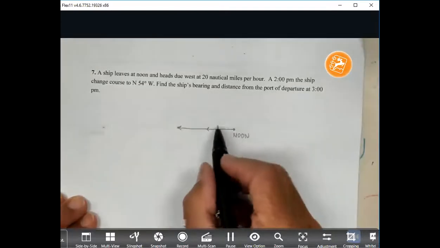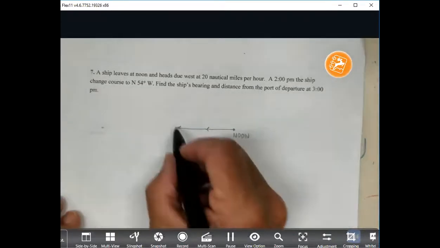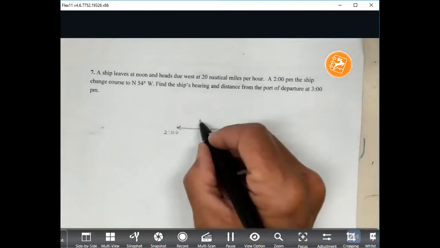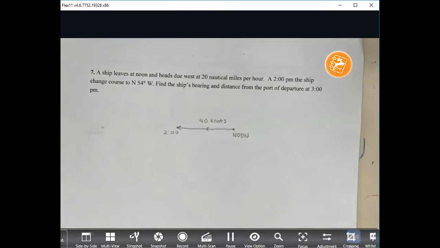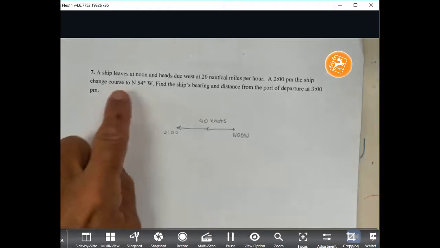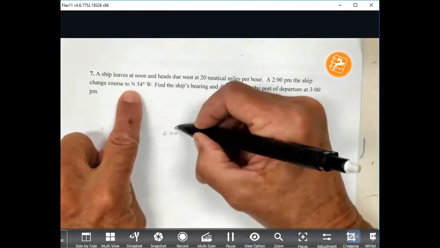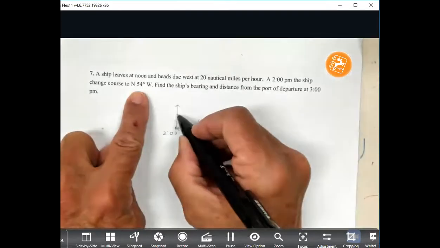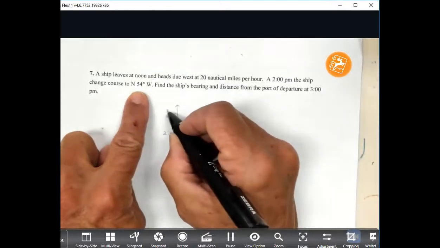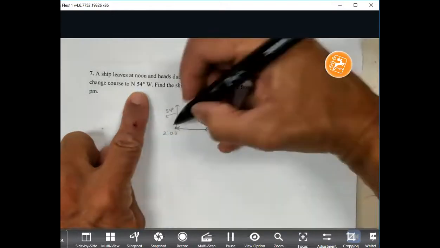That's the other hour. At 20 nautical miles per hour, at 2 o'clock, that means it's gone a total of 40 nautical miles, right? Nautical miles per hour are called knots. So there it is at 2 p.m. It's going to change course. So I draw a north line from there. And now 54 degrees in the direction of west. So from there, I'm going 54 degrees, and it's going to travel along this line.